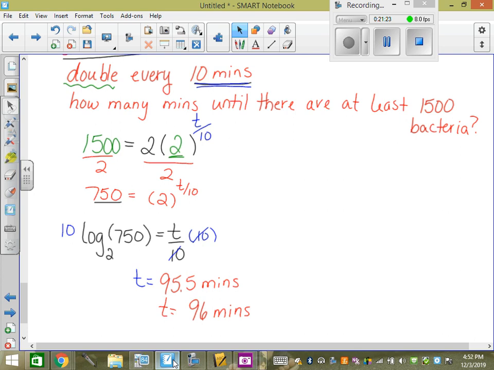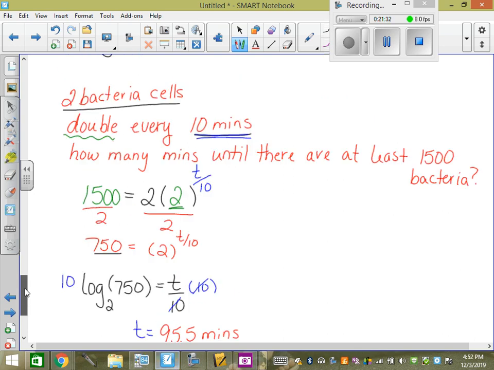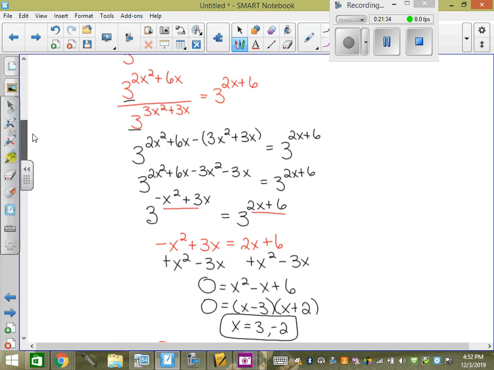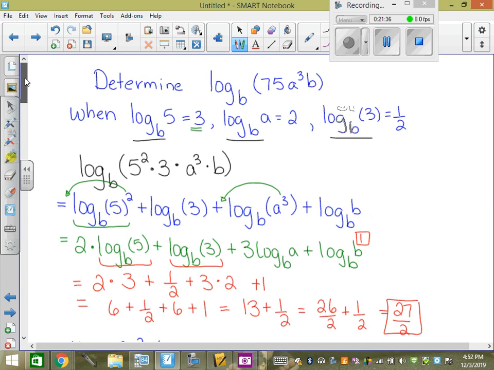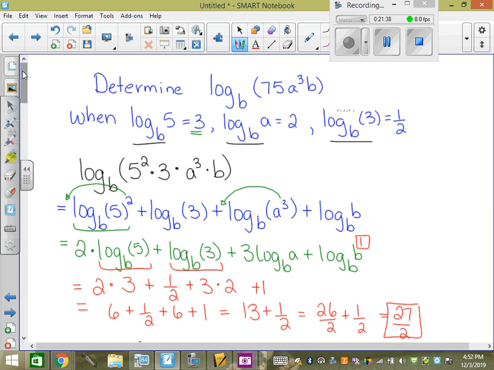Okay, so that's the different formulas that we can have, those three. Like I said, I want to remind you, if I give you pieces of information, you're going to have to change the log into those pieces of information.